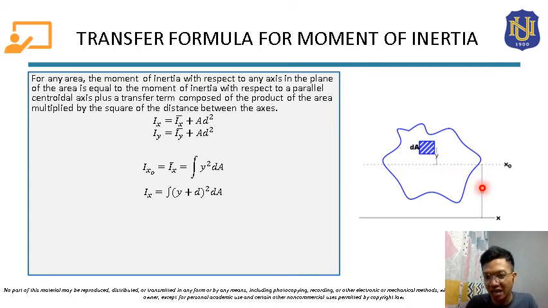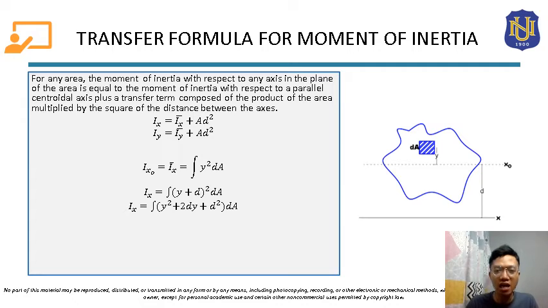And this distance, from the centroid of this area up to the reference x-axis, we will name it as distance d. In short, the moment arm of this area with respect to the x-axis will be d plus y. So this will be the integral of y plus d squared dA. Here, what we're going to do is simplify this by expanding y plus d squared. So this will become y squared plus 2dy plus d squared times dA.